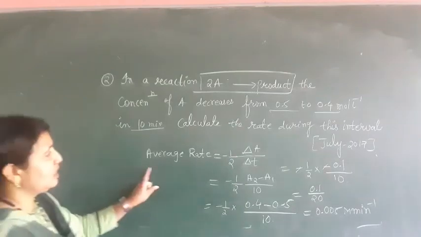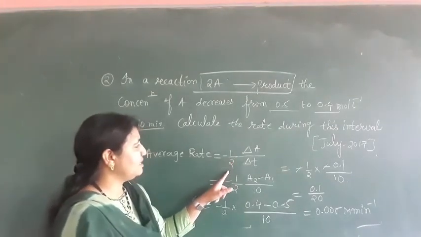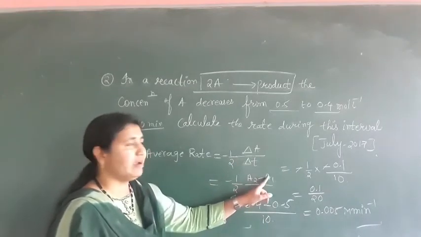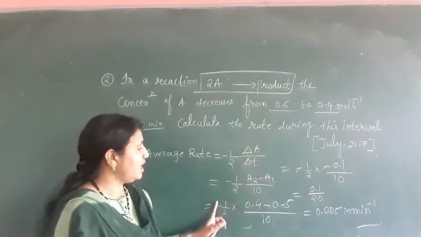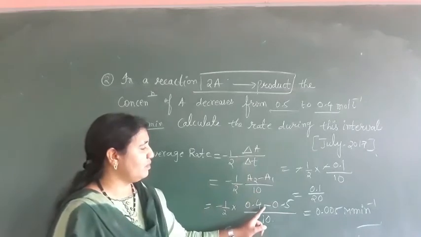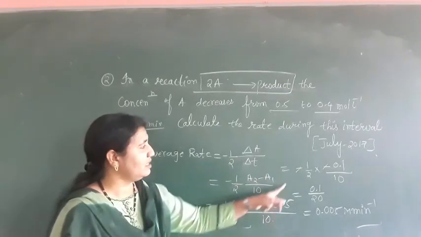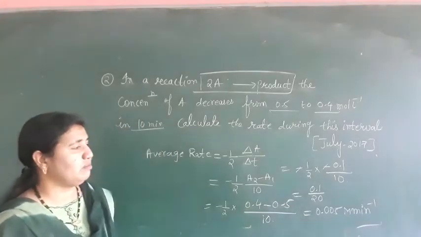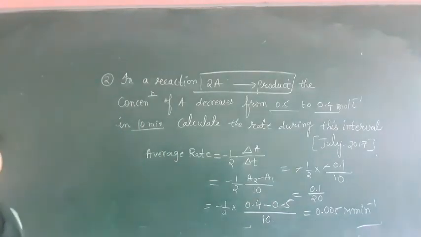So the average rate formula we can find out: minus 1 by 2 delta A by delta T, which is minus 1 by 2 into A2 minus A1, where delta A is A2 minus A1, divided by 10. Then if we calculate, we will get 0.005 mole per minute.